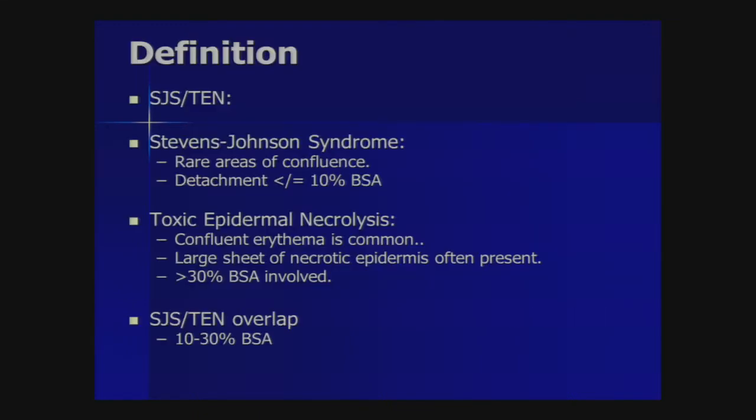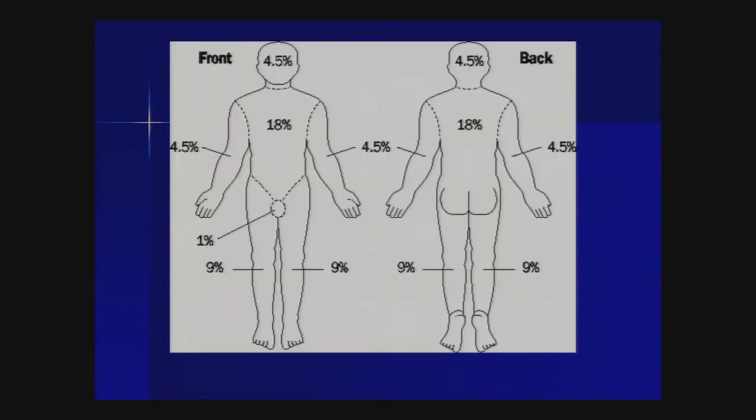So what's your definition? Why is there SJS and TEN? It's all just based on how much body surface area is involved. So it's all a spectrum. There's really no difference between SJS and TEN. It's just how much of the skin is involved, and that leads to their prognosis. You determine that just like you do with burns, by determining how much of the body surface is involved.